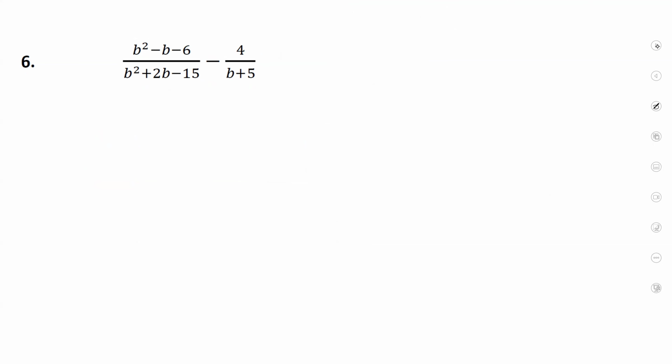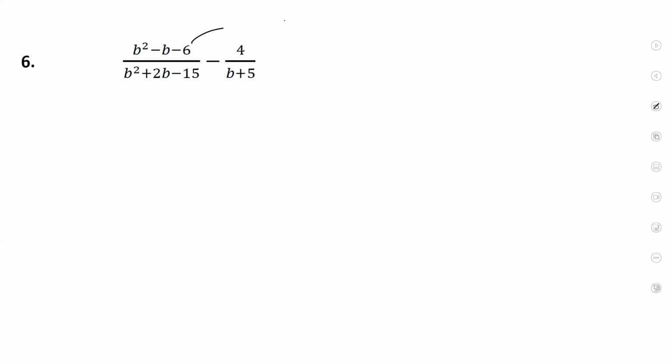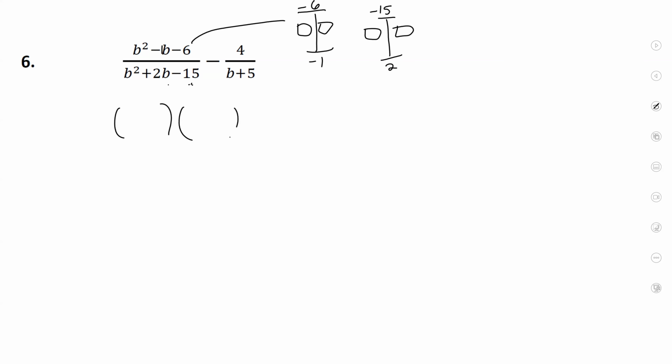If you can factor, always factor. Guys, try this one on your own. You guys are thinking of 2 numbers that multiply to -6, add to -1 for the numerator. For the denominator, you want 2 numbers that multiply to -15, add to 2. Whatever these numbers are, that is what will go in your factors. Okay?